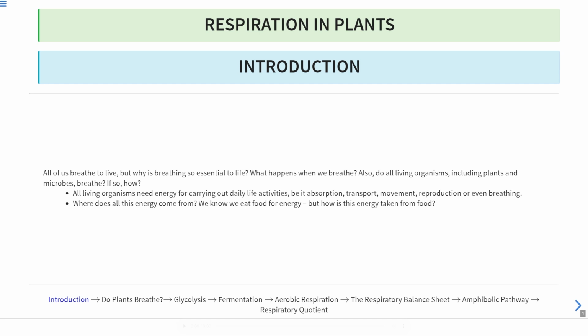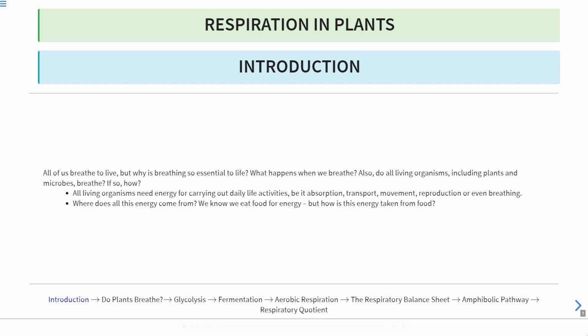Movement: when you do your body movements, there is an expense of energy. Reproduction processes also require a large amount of energy, and even in the breathing process there is contraction and relaxation of the muscles in the case of animals, right? So there also they require energy. So where does all this energy come from?